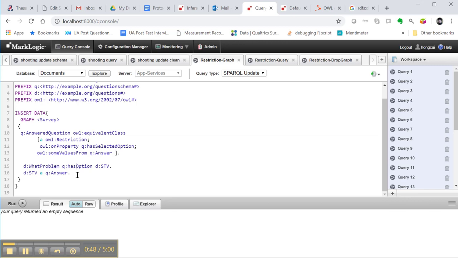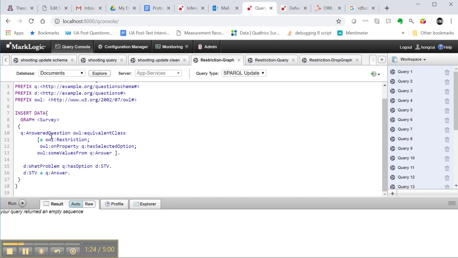My expectation is that the word problem will no longer be classified as an answered question, even though it does have option SD and SD is answer, because I did not say that has option implies that word problem also has selected option. So has option is not a super property of has selected option. At least I didn't say that.